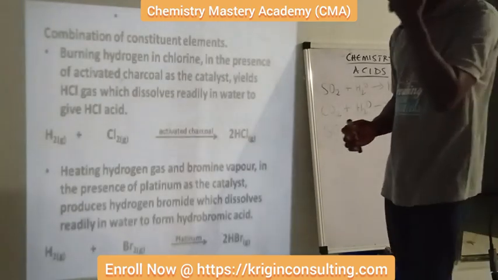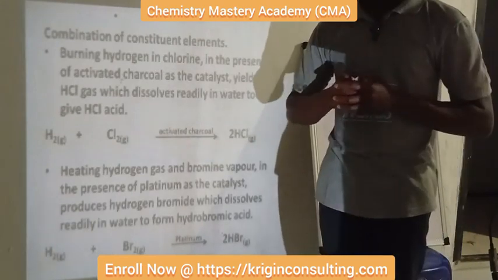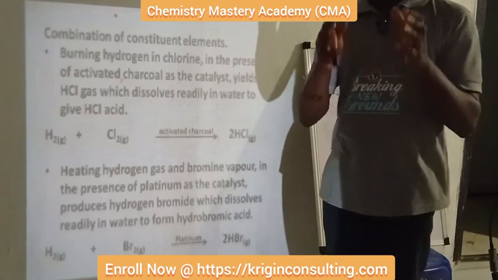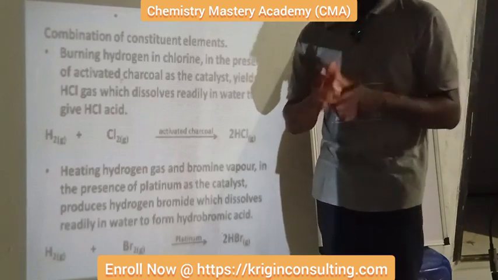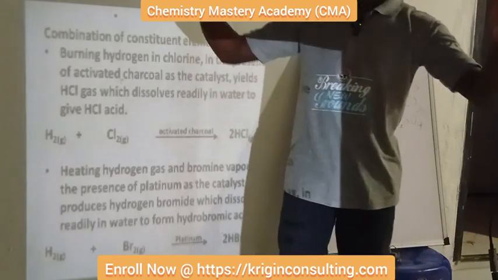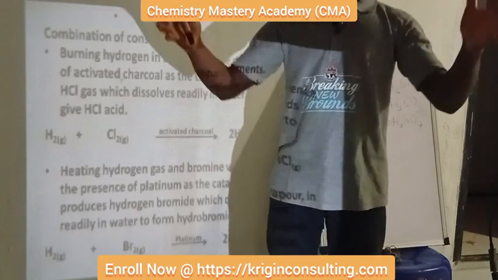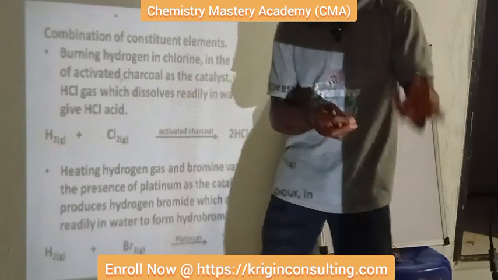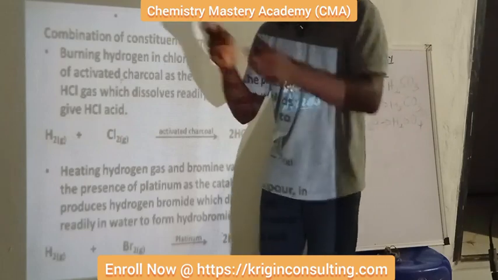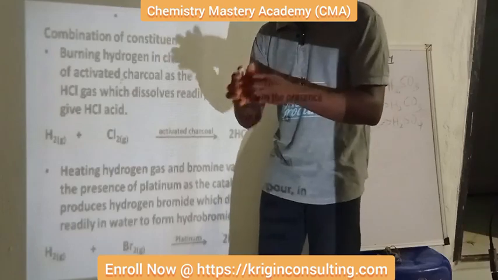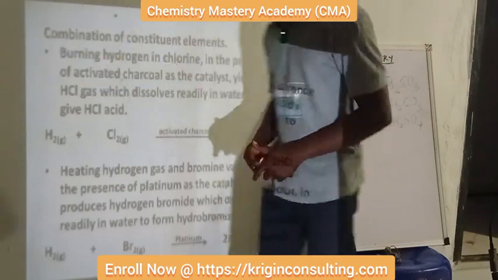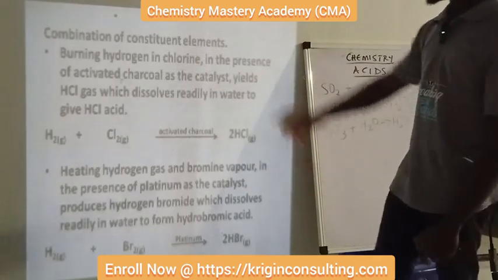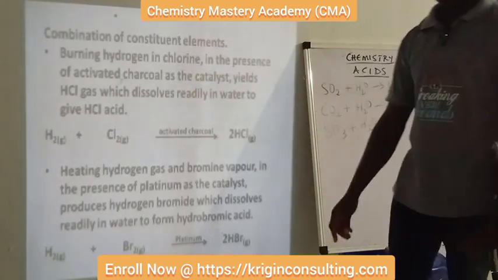Now, another way to prepare acid is by combining the elements that make up the acid. I gave you an example at the beginning of this class. When you want to form hydrochloric acid, you take hydrogen gas, you take chlorine gas, and you mix them together. You will form hydrogen chloride. Then you mix that hydrogen chloride with water, and you will end up forming hydrochloric acid.